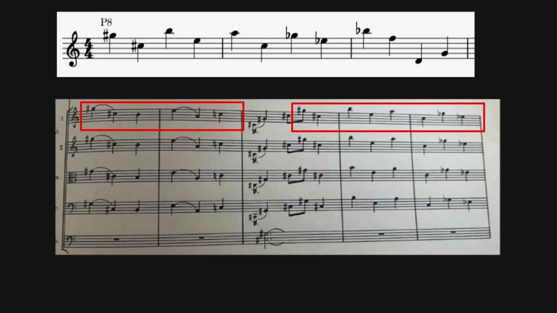Now look at the tail end of the primary theme after the first two repetitions, and you will see the P8 row. When I play the theme again, listen for the P8 row.